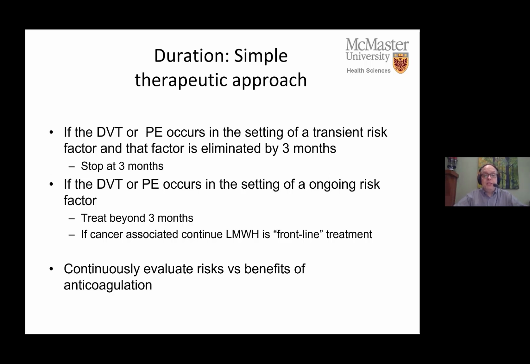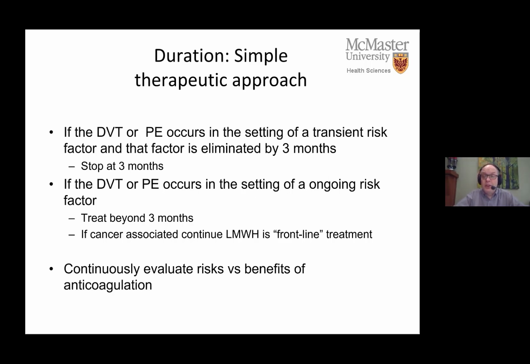If DVT or PE occurs in the setting of an ongoing risk factor, so, for example, a patient with known cancer and the cancer continues, then that patient should be looking at indefinite duration therapy. If it's cancer associated, you should use indefinite duration therapy. And I ask this question all the time. So the patient's got prostate cancer. They're now 10 years out. They still have prostate cancer. They've been treated for 10 years. Do you need to continue it?